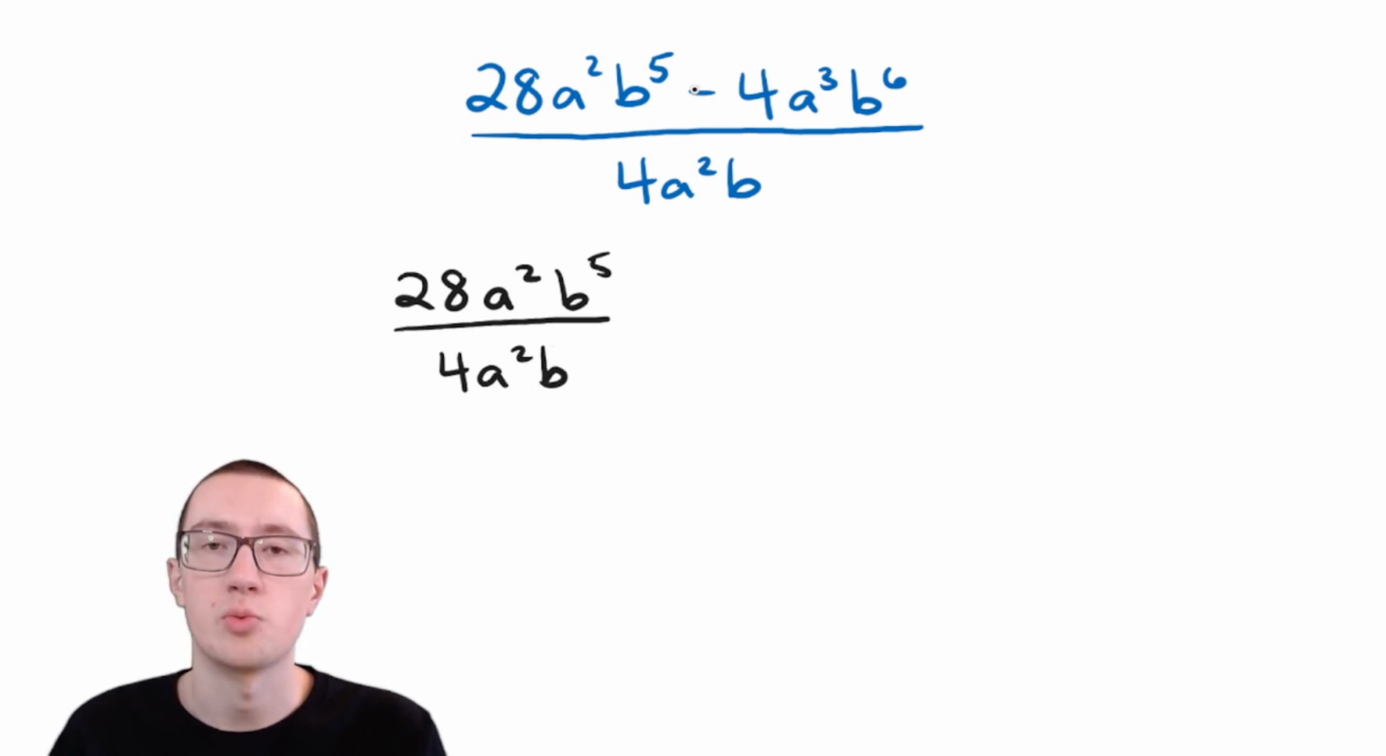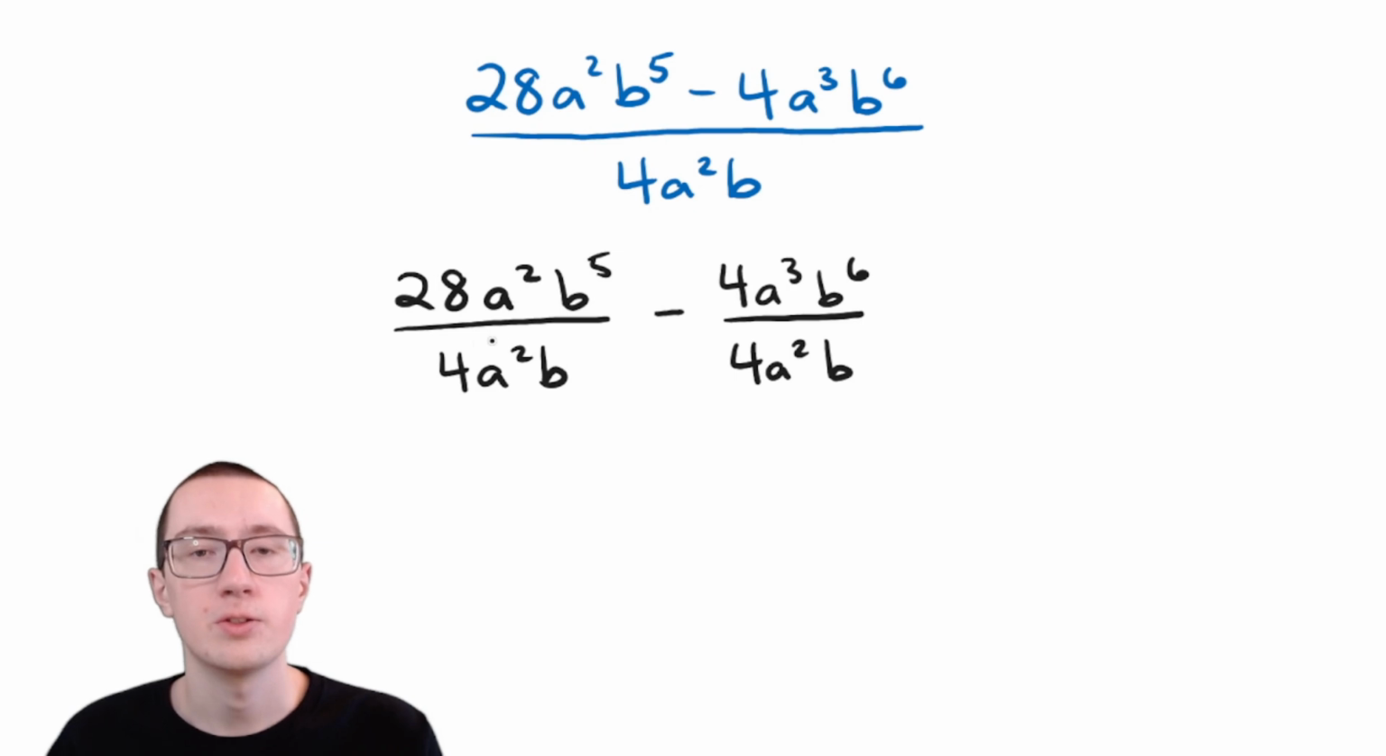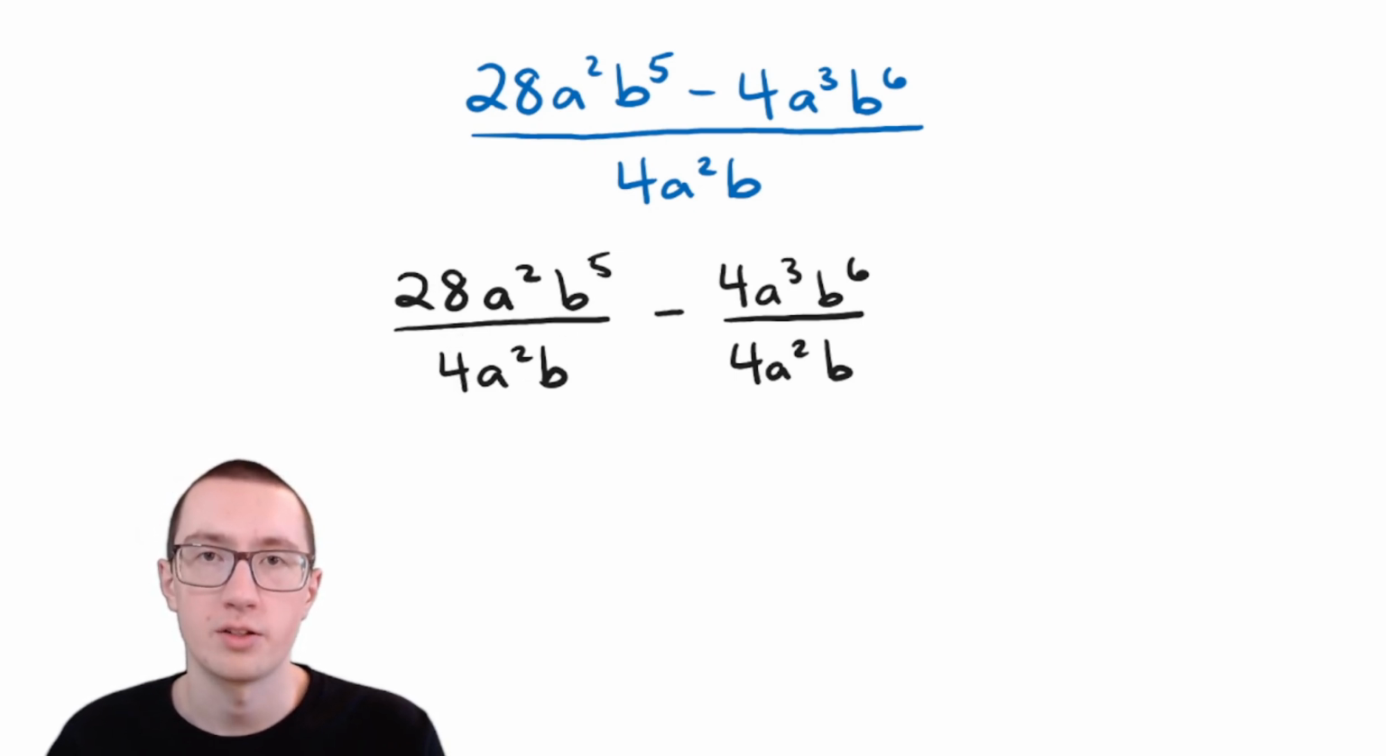And then this time we're going to put a minus sign in between the fractions because we have a minus here. And then it's going to be 4a to the third b to the sixth over 4a squared times b. All right, so let's look at this first fraction here. We have 28 divided by 4. 28 divided by 4 is 7. So we're going to have 7 here at the top of our fraction.